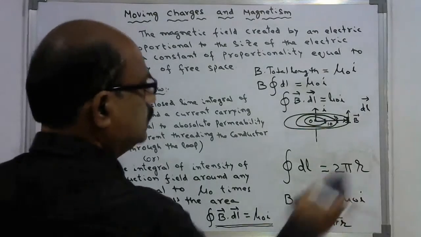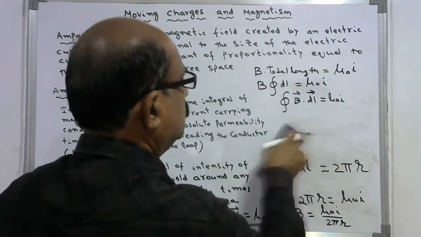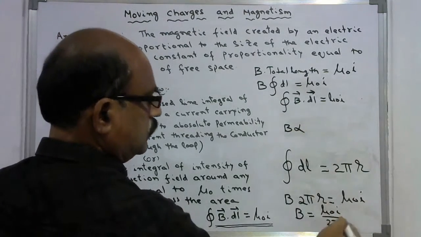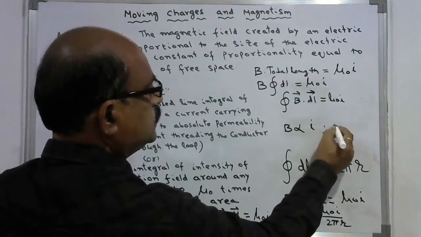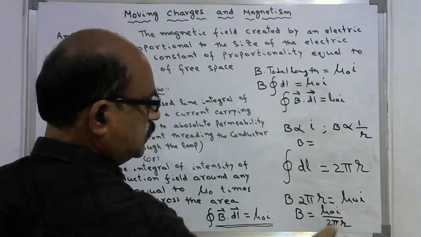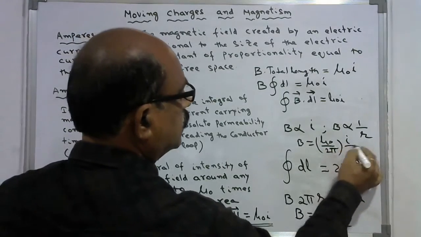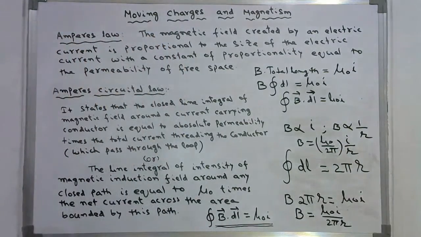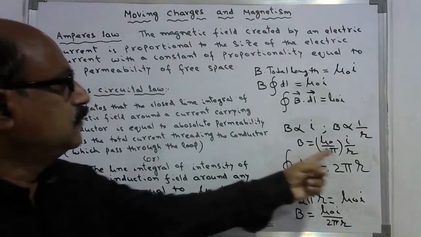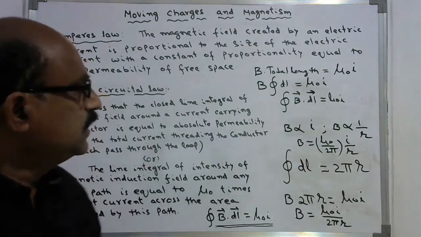So, from this one, I'll write here, we can write down that B is proportional to I and B is inversely proportional to R. So B is equal to some proportionality constant, mu naught by 2 pi, into I by R. So we can obtain the magnetic induction due to a current carrying wire at a point at any position R as mu naught I by 2 pi R.